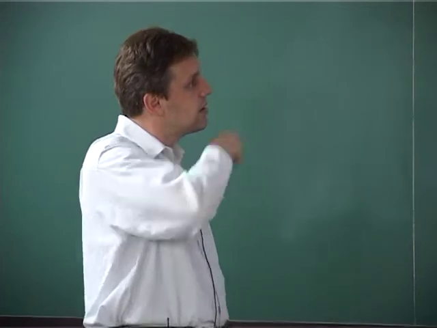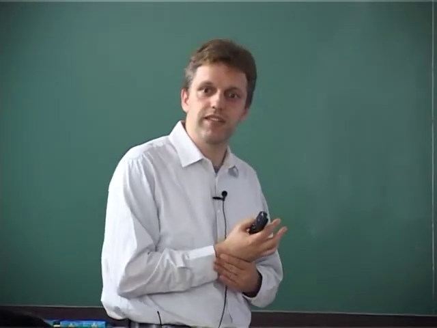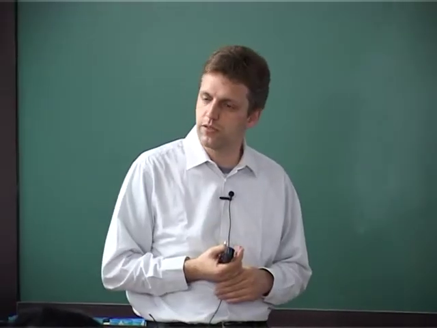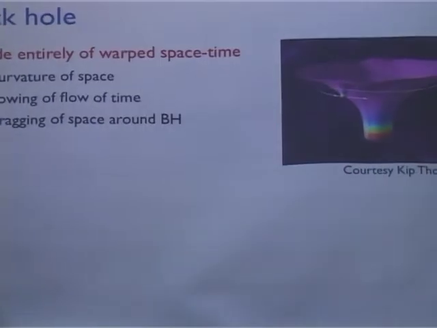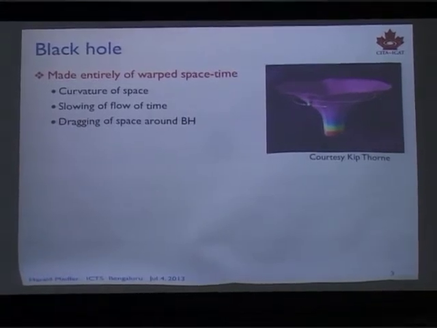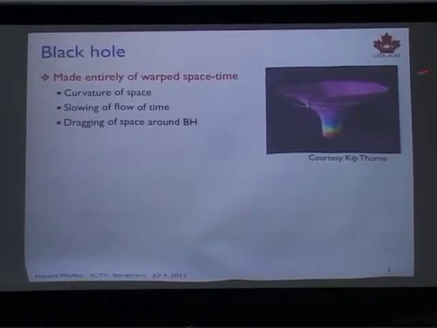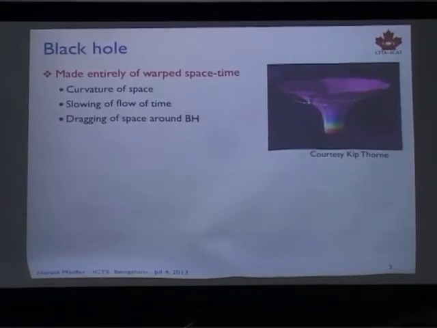So this is to remind you of a few basic properties of black holes. They are made entirely of warped space and time. They are vacuum solutions of Einstein's equations. And this warpage of space and time basically has three different components. There's a curvature of space, often indicated in this type of embedding diagram by this downward cylinder. There's a slowing of the flow of time close to the event horizon, gravitational redshift, indicated by the color coding here. And there's also dragging of space around the black hole if you have a rotating black hole.